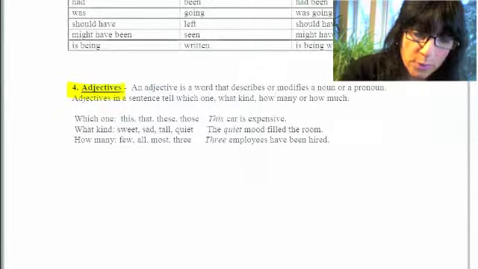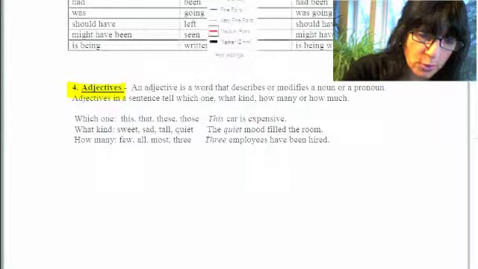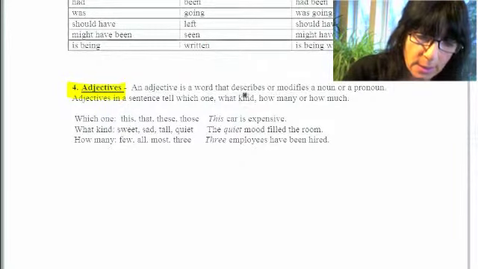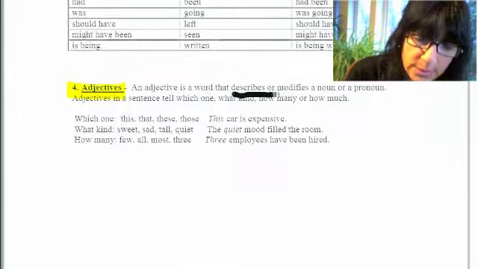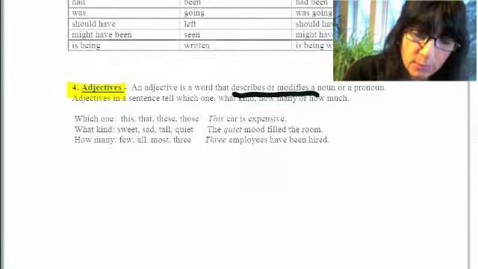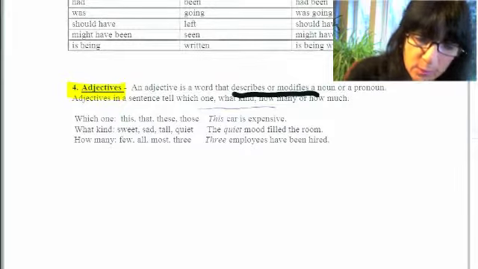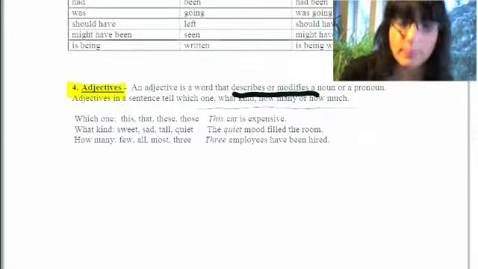And moving along to the fourth part of speech, which is called adjectives. Let's take a look at what an adjective is. An adjective is a word that describes or modifies a noun or a pronoun. Adjectives in a sentence will tell you which one, what kind, how many, or how much.